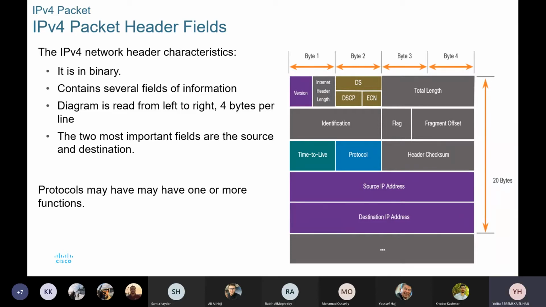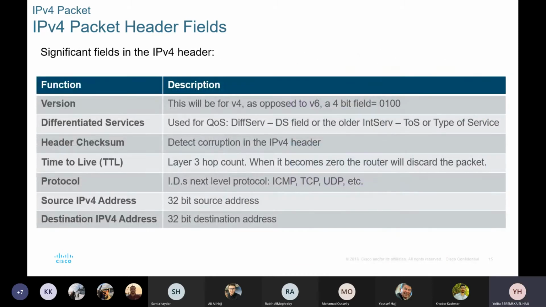So finally, we have the source and destination IP addresses that we are talking about. For IP version 4, you know that each address is of 32 bits. And here we also have some description about this. The differentiated services, as I said, is for quality of service, or what we call types of service. Here, time to live, as I said, is the hop count, etc.